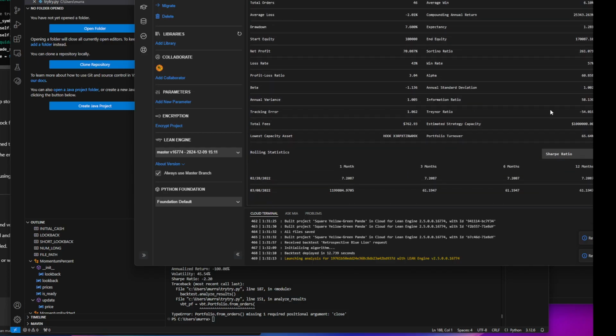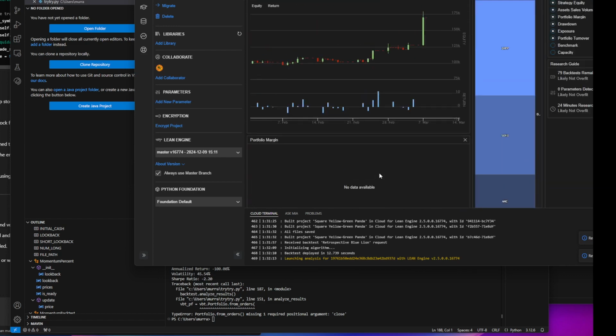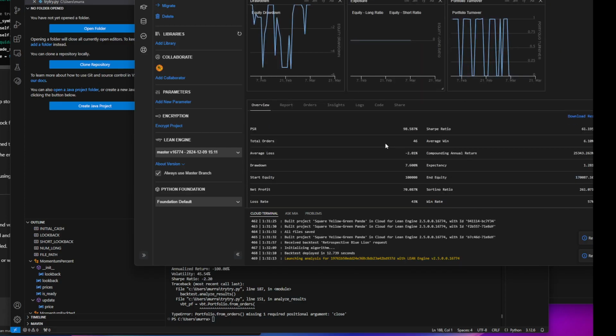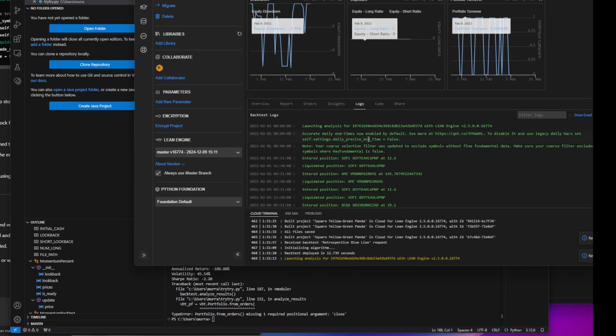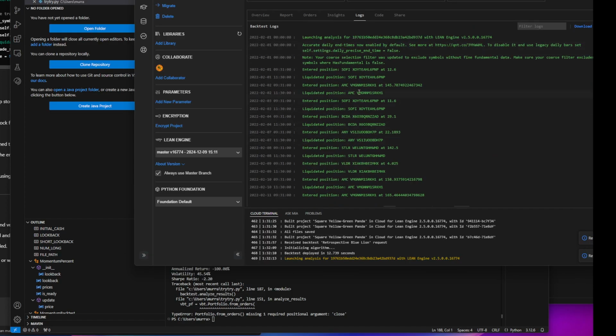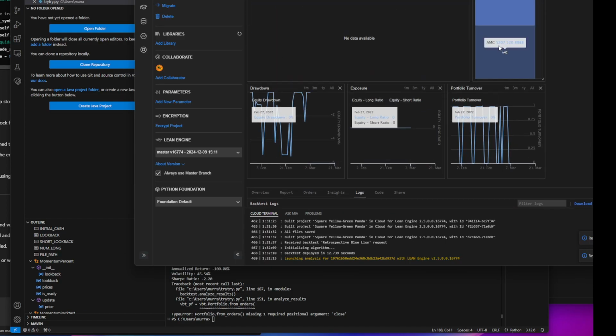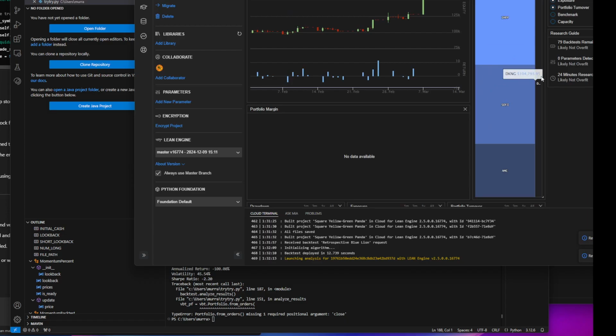Right. Maybe we'll look at the logs for this. This seems to be doing something good. Where's the logs? Right, so it did. There's all the different positions. See, it's not showing it up here for some reason. Or maybe we just have to enlarge it. I don't know.